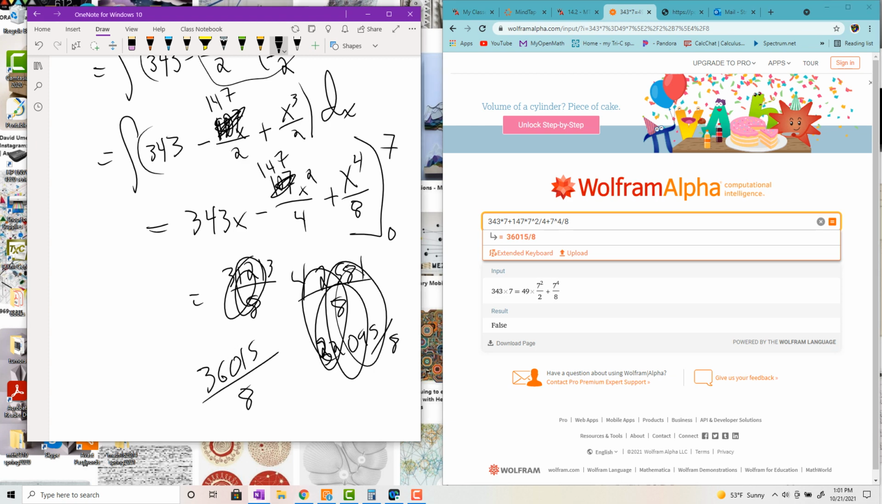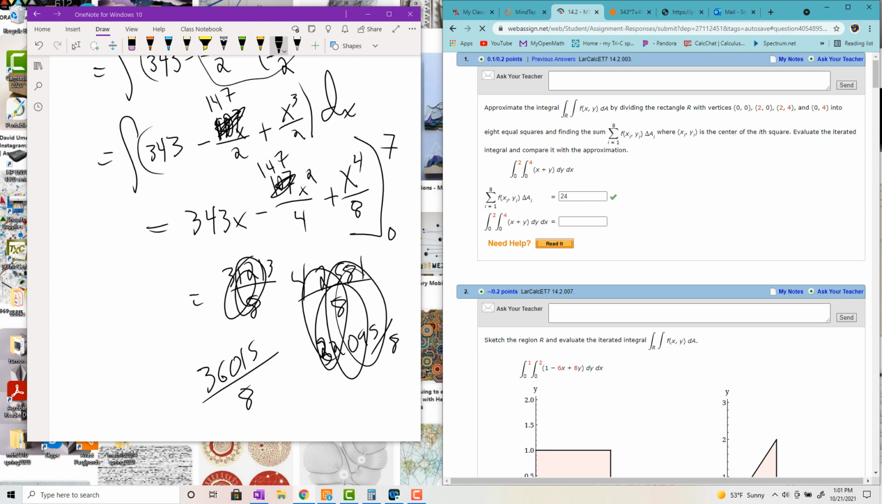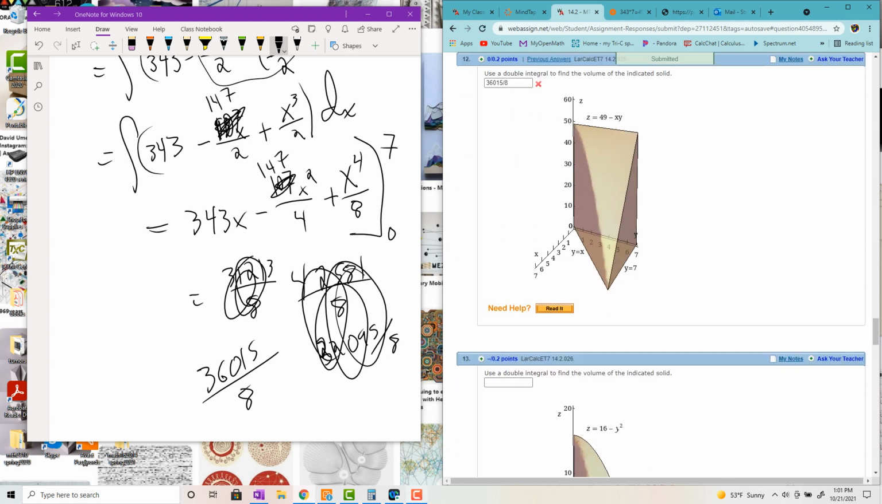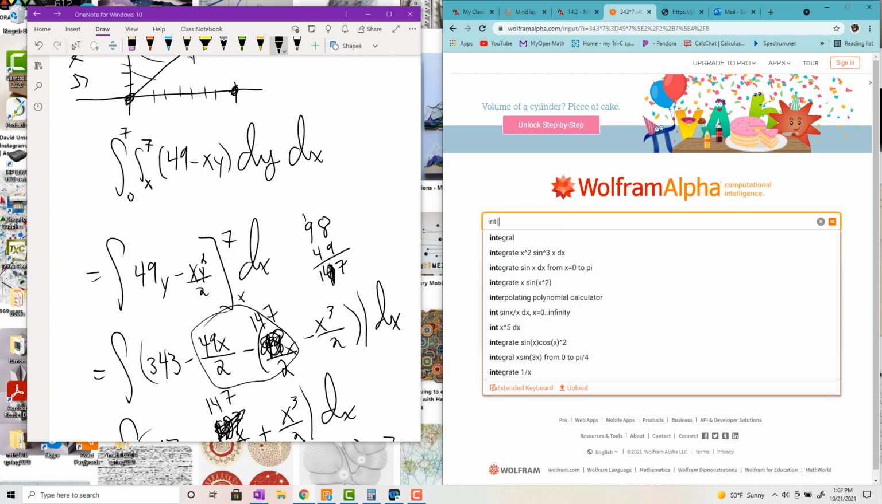36015 over 8. I think that's my 4th, yeah. 36015 over 8. Let's see if it's happy about that. Still not right. At points like this, you start getting like, did I just do something? One way to get around it is to kind of just do the integral.